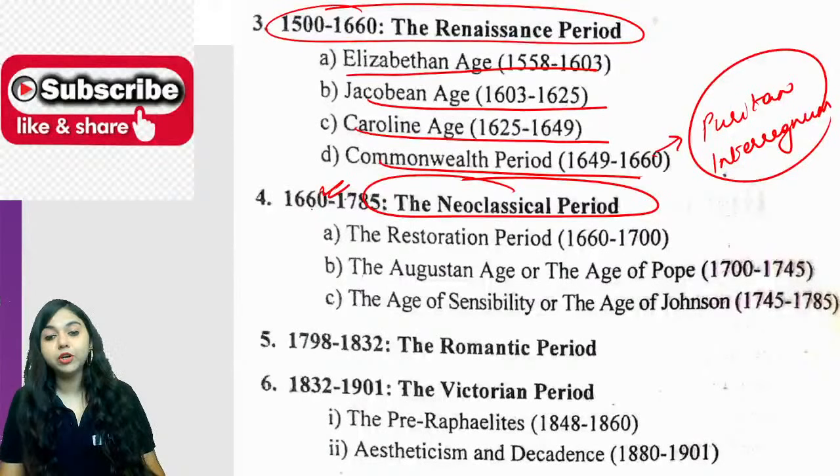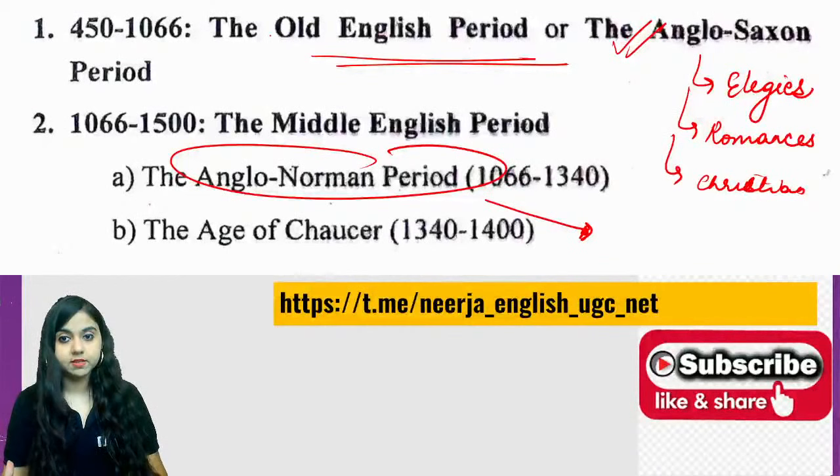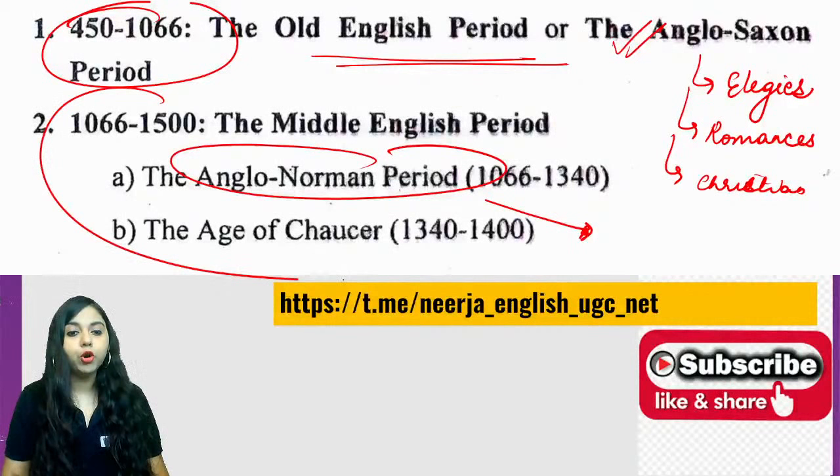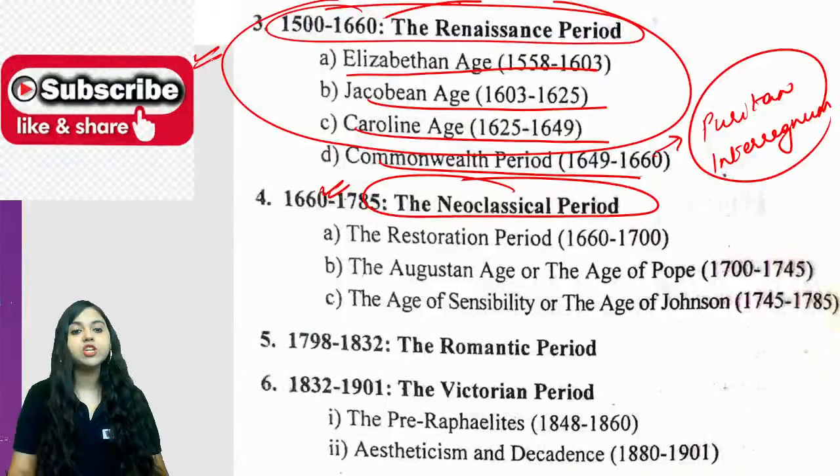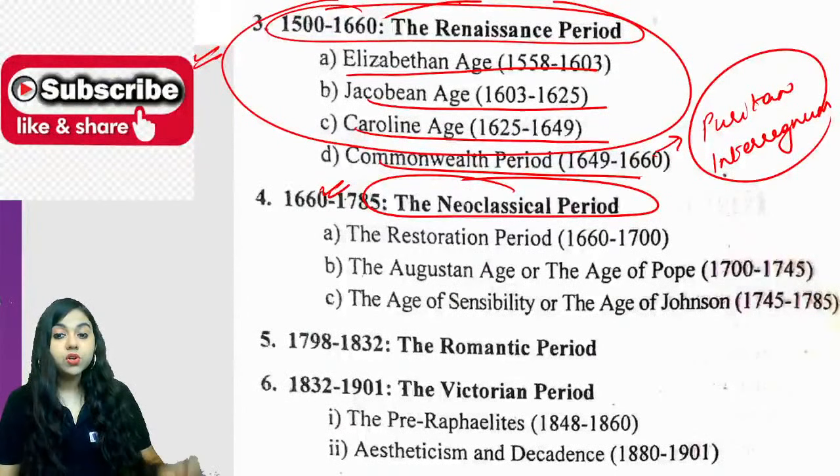So what you have to basically do is take it in chunks. When you're preparing for the exam, just for instance, today you focus on Old English literature. Tomorrow you focus on Anglo-Norman literature. The day after, you can focus on the Renaissance entirely, leaving Shakespeare out. That is what you can actually do. So you have to adopt a proper strategy.